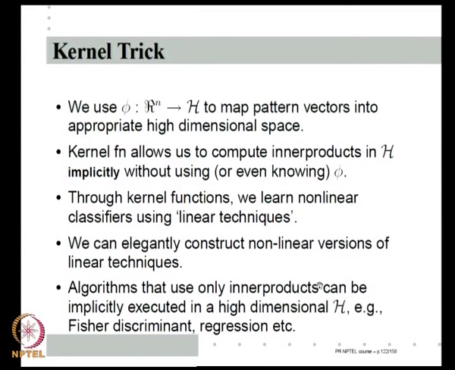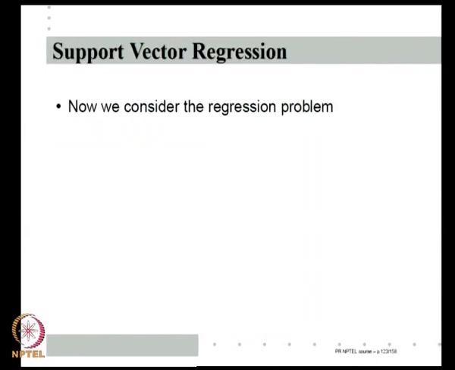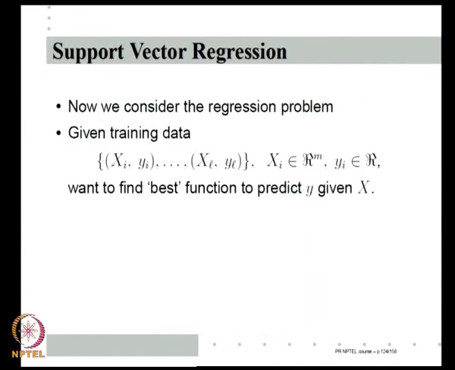Just to see how the kernel trick can be used. So, what is the regression problem? Unlike the classification problem, I am given data xi, yi. So, x1, y1, x2, y2, up to xl, yl. We want to find the best function to predict y given x, right. Xi's are in m-dimensional space. I put L here; sometimes we will use L as the number of examples, sometimes we will use n as the number of examples.